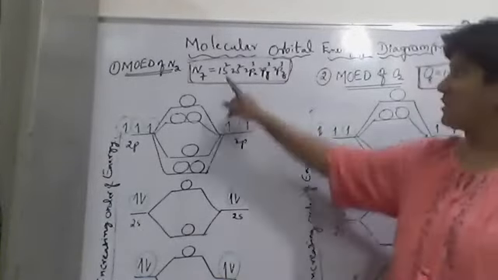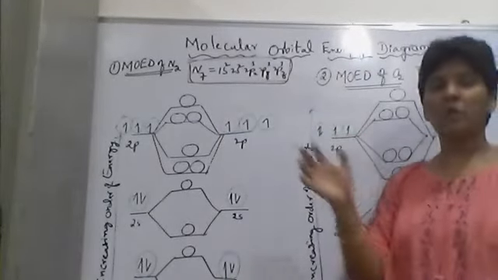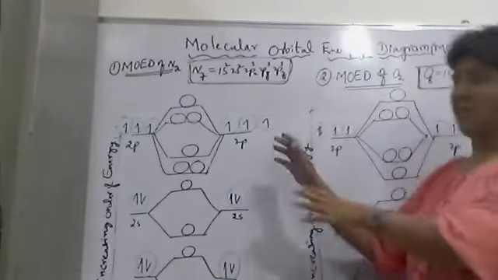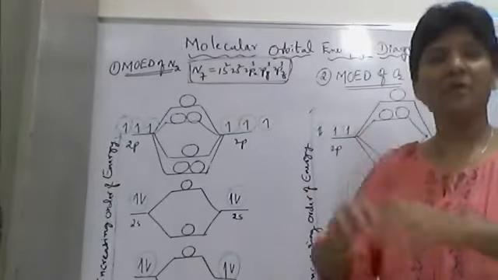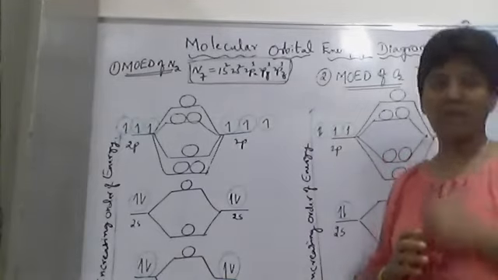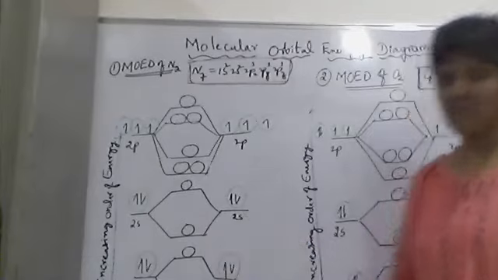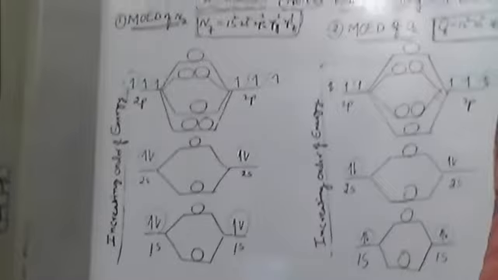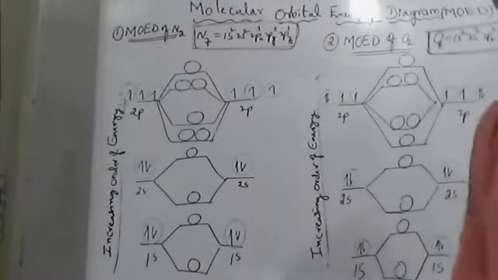But here we have to consider this 1s orbital also. So here, when two atoms are combining to form a molecule, according to this theory, remember all the atomic orbitals combine to form molecular orbitals. In this diagram, I have already drawn it without the electron configuration. I have to fill in the electrons in front of you.